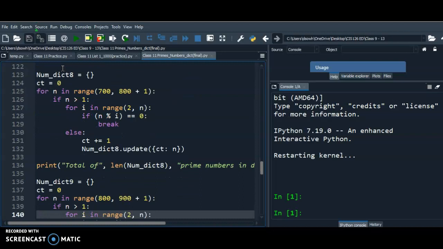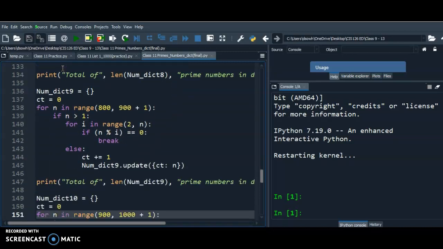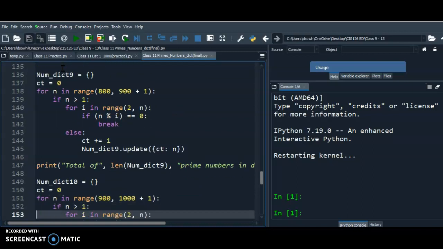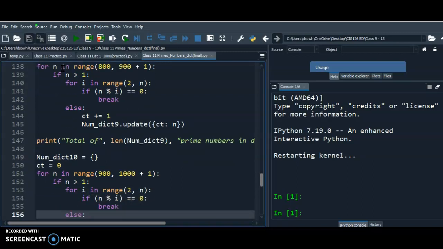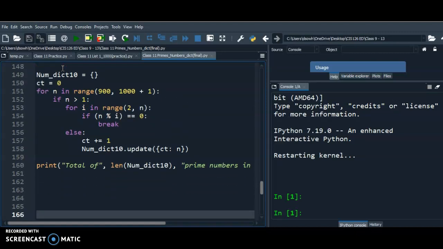This is my 8th segment from 700 to 800. This is my 9th segment from 800 to 900. This is my 10th segment from 900 to 1000.